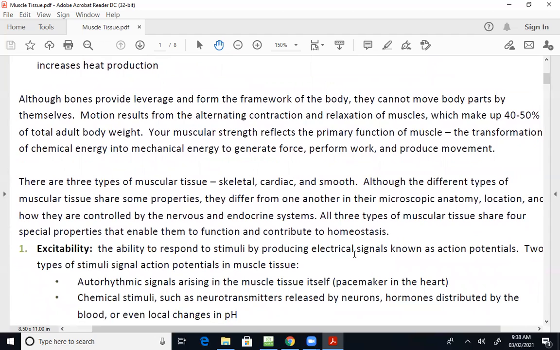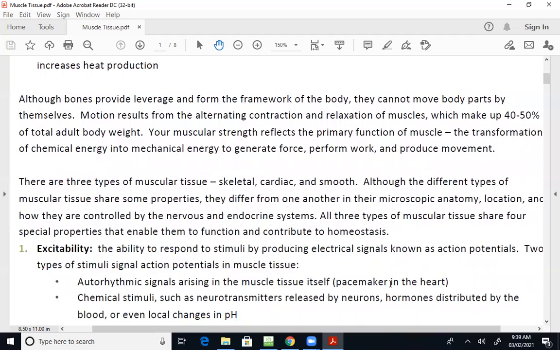And although our bones provide leverage and form the framework of our body, they cannot move body parts by themselves. Motion results from alternating contraction and relaxation, and really it should say skeletal muscle here because we're talking about moving bones. Skeletal muscle makes up about 40 to 50% of our total adult body weight. Obviously, that's dependent upon your lifestyle choices. If you're more of a couch potato, you're probably not going to have as much skeletal muscle. You might have more body fat, and that percentage might be different. So this is an average. Not everybody has that perfect 40 to 50%, but on average, that's what we have.